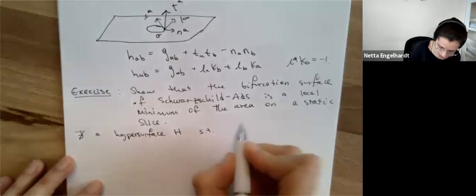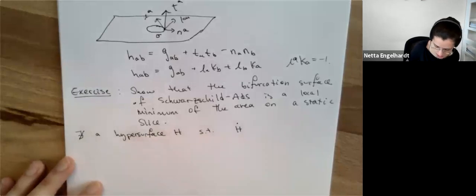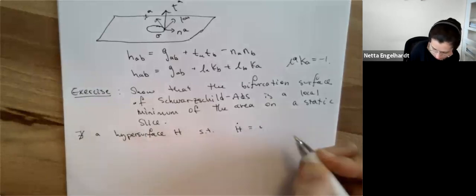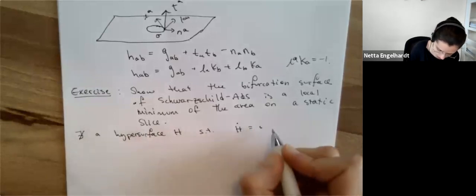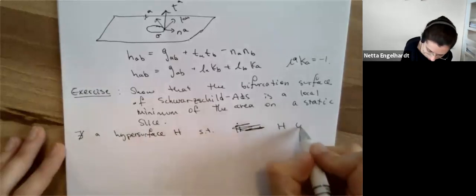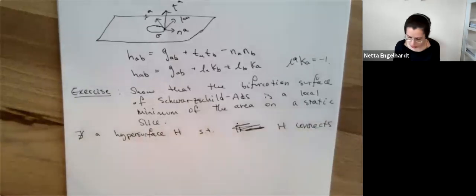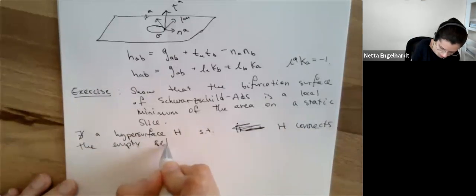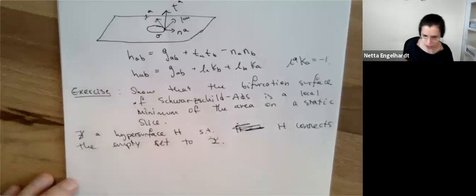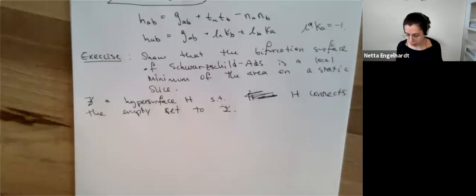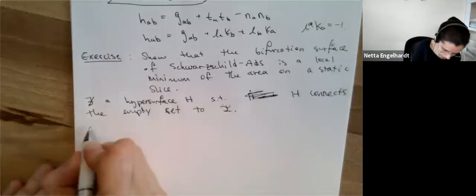such that the boundary of H is going to be equal to the union of the empty set, or I guess let me put it this way, such that H connects the empty set to the asymptotic boundary scri. I'll put the precise definition in a moment. What I mean by that is, in particular, what we're going to demand, a so-called homology constraint, is that there exists, so this is called the homology constraint.